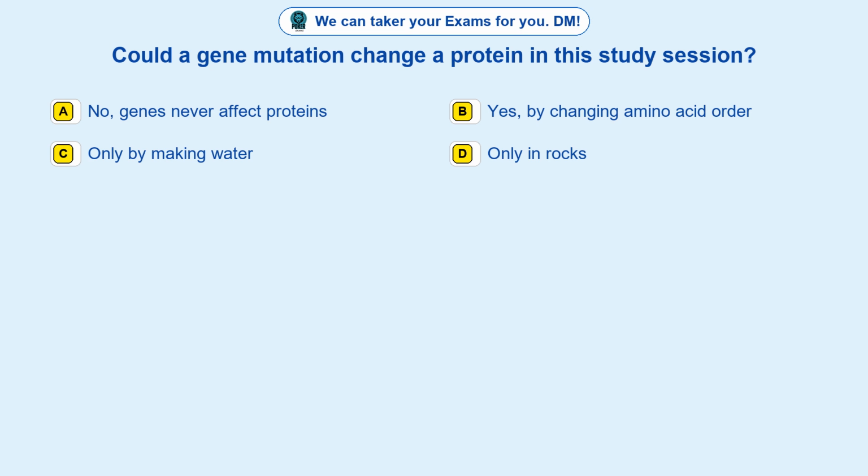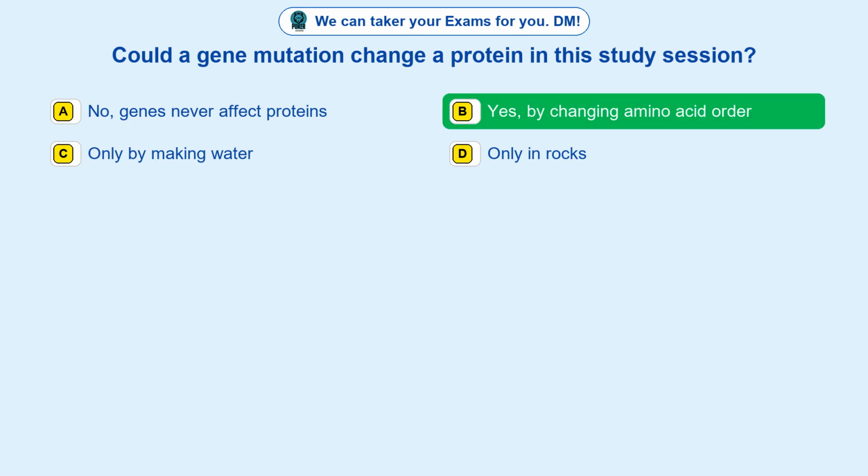Question 10. Could a gene mutation change a protein in this study session? Option A. No, genes never affect proteins. Option B. Yes, by changing amino acid order. Option C. Only by making water. Option D. Only in rocks. The correct answer is option B. Yes, by changing amino acid order.